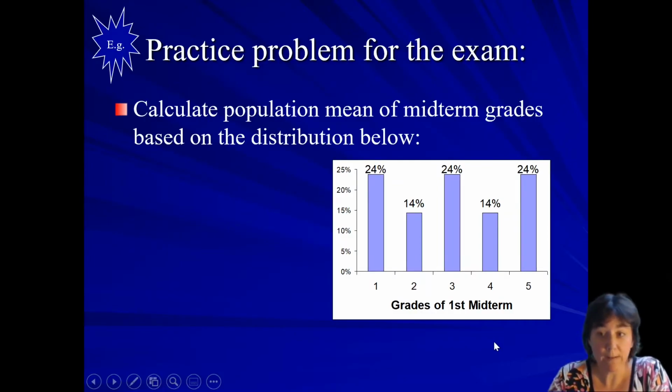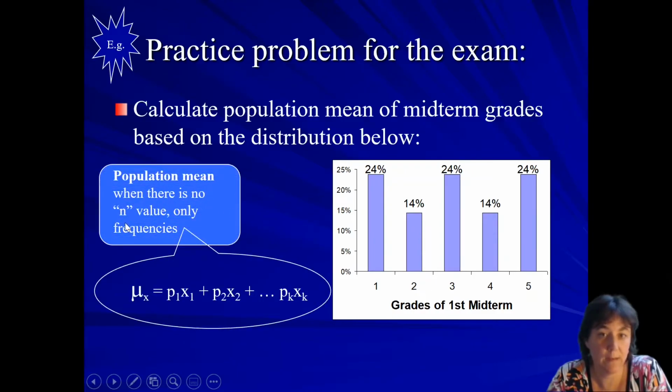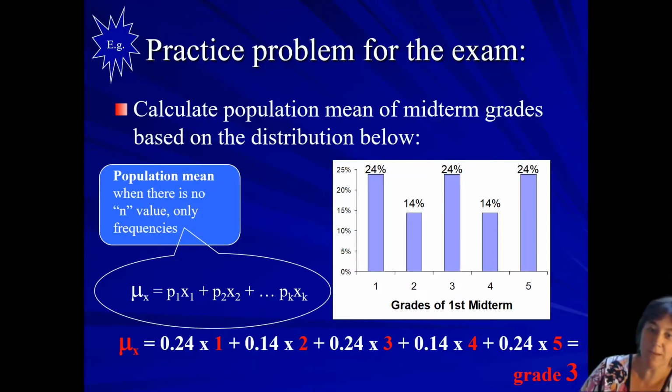Let's have another practice problem, typical at the exam. Let's calculate the population mean of midterm grades based on this distribution. As noted before, you have frequencies for each value of your variable. So you don't know how many people actually got this grade, but you know the proportion of people who got 1s, 2s, 3s, 4s, etc. This way you can simply calculate the population mean using this formula and arrive at a solution that is grade 3.